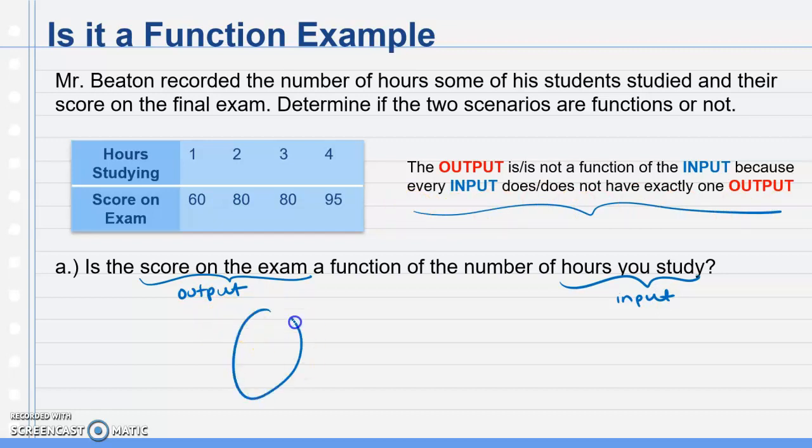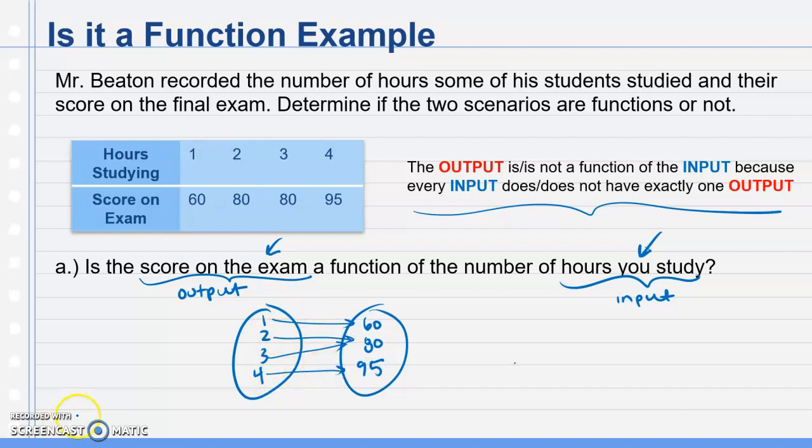What I would do is I would draw a mapping to figure this out. And I would say, all right, hours of study is my input. So that's 1, 2, 3, and 4. And my score is my output. So my scores are 60, 80, and 95. So if I go 1 to 60, 2 to 80, 3 to 80, and 4 to 95, I can see that every input goes to just one output, so yes, this is a function.